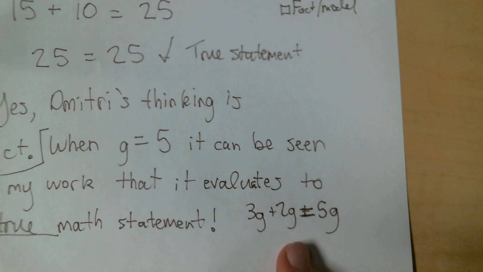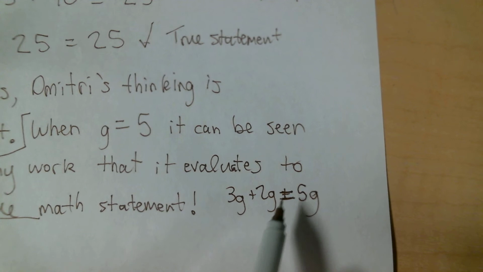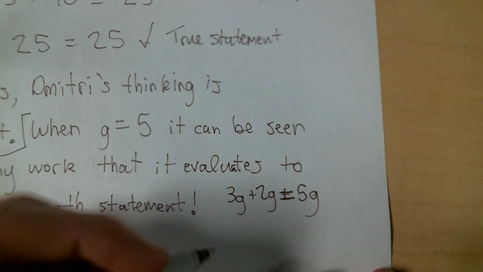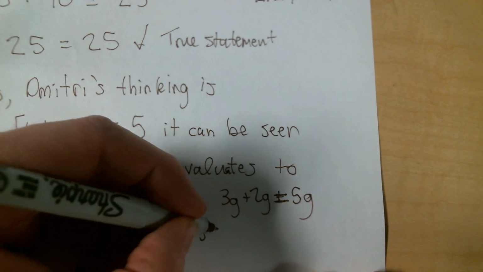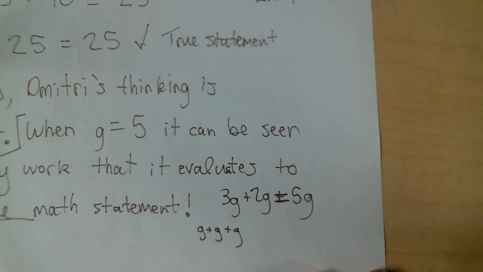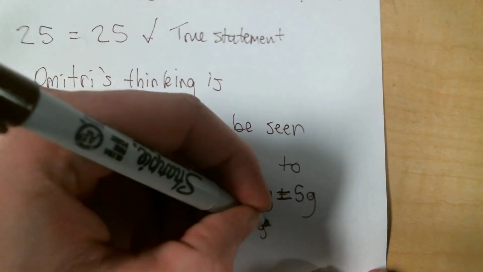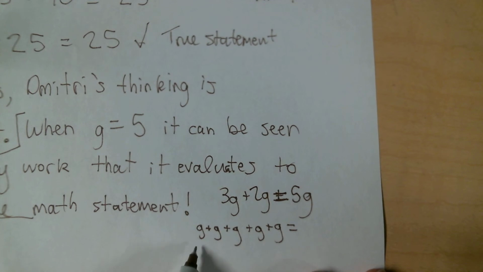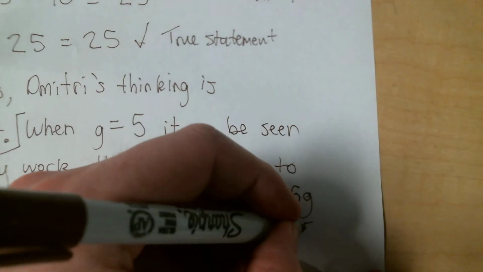So we know this, right? He's saying this stuff right here, and I made a mistake here. This should still be 3g plus 2g equals 5g. Now, remember, 3g, I can write that as g plus g plus g. And so I can write 2g as g plus g. Now look at how many g's that is. That's 1, 2, 3, 4, 5. So I can write that as 5g.